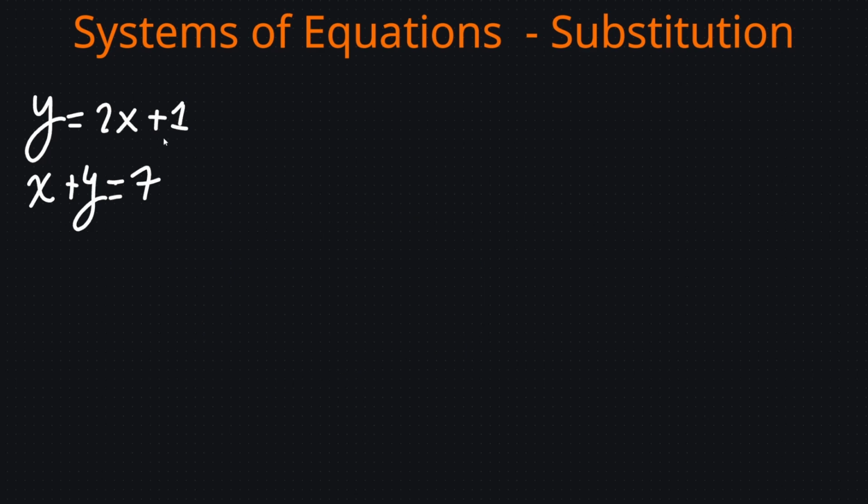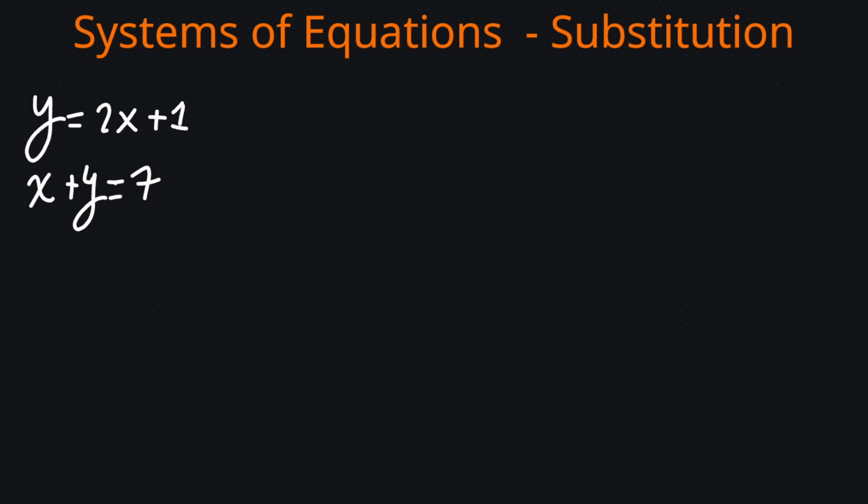Over here, we have the equation y equals 2x plus 1. Now we also have the equation x plus y equals 7. So we're going to try and find a valid x and y value that makes the top one true and the bottom one true at the same time. One method of doing so is to use substitution.